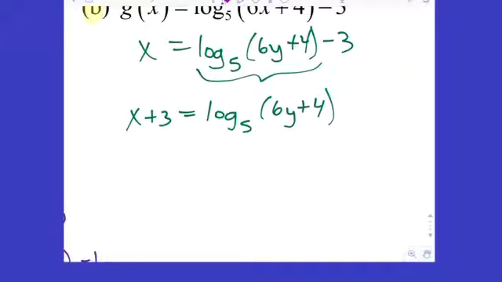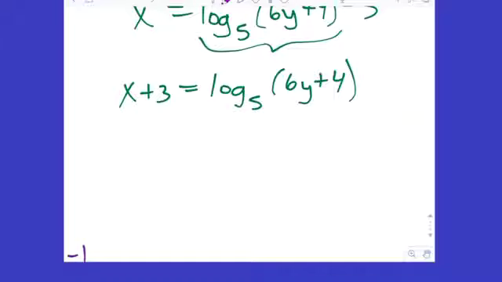And you don't even have to show that. You could put the 5 down here on the bottom left, but you don't have to show that. That's just kind of an early stage kind of helping thing. You could just call it 5 to the x plus 3 equals 6y plus 4. 5 to the log base 5 of blob is blob.